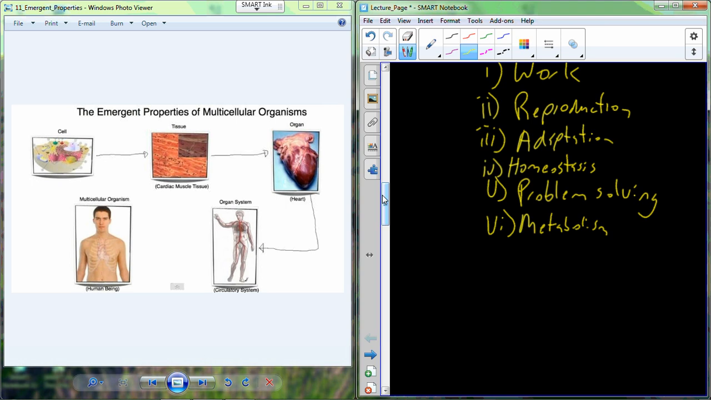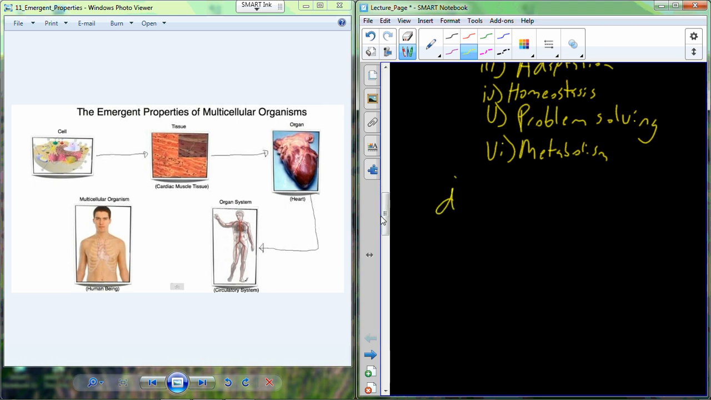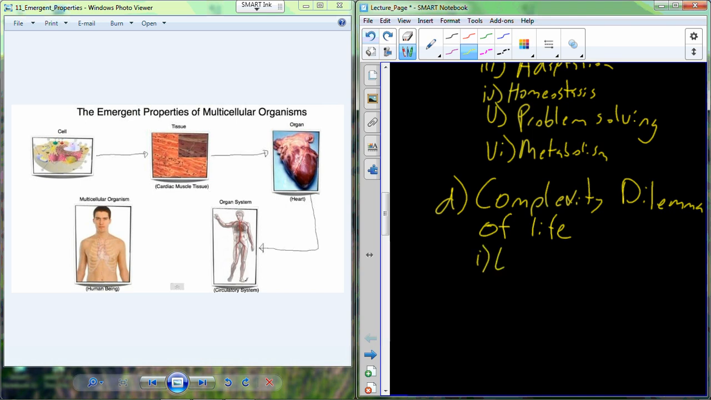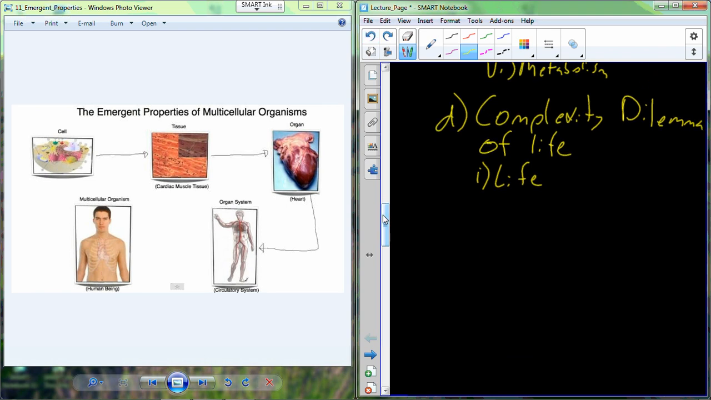And so we run into this paradox. We have a complexity dilemma of life. Life or a living system is extremely complex. However, you and I, as humans, we have a very limited comprehension.